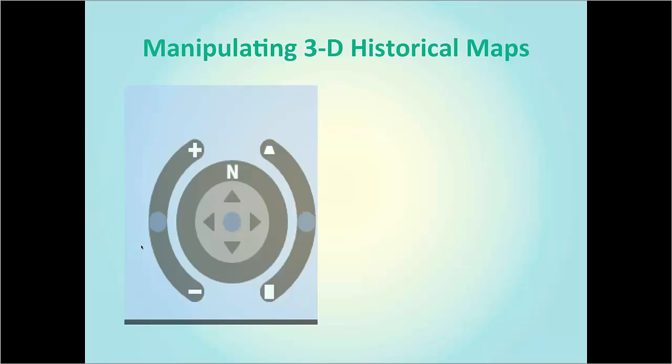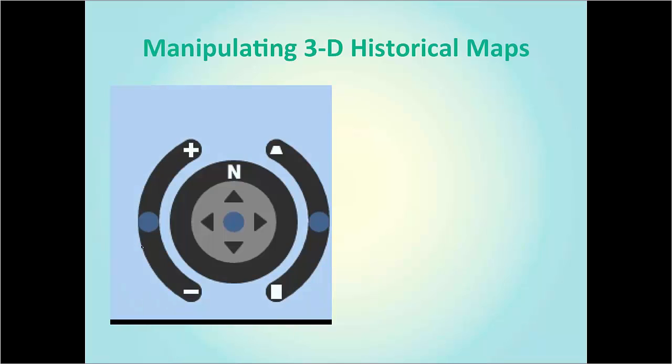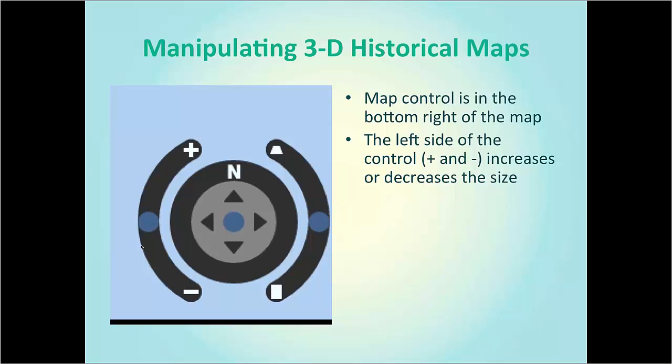So let's talk about how you manipulate the map. If you look in the bottom right corner of the map, you'll see a symbol that looks like the one I'm showing here on the screen. It looks like a circle surrounded by two semicircles. On the left side, you see a plus and a minus. On the right side, you see what I like to call, if you're familiar with LCD projectors, a keystone, where at the top it's somewhat like a polygon, and in the bottom it looks more like a rectangle. In the middle, it looks like a compass rose with an N at the top. On the left side, the plus or minus will increase or decrease the size of the map. If I want to make the map smaller, I would go to the minus side. If I want to make the map larger, I would go to the plus side.